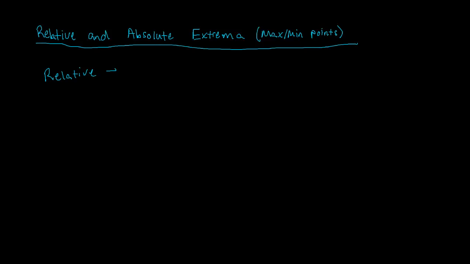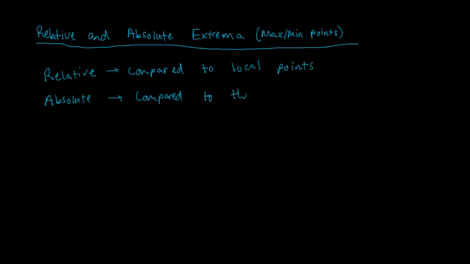Relative refers to points compared to local points, things that are near the point of reference. And then absolute would be compared to the entire function. And then we'll also talk about, again, end behavior, which we should be pretty decent at this point in the course. So maybe I'll sketch a graph to show you what I'm talking about.